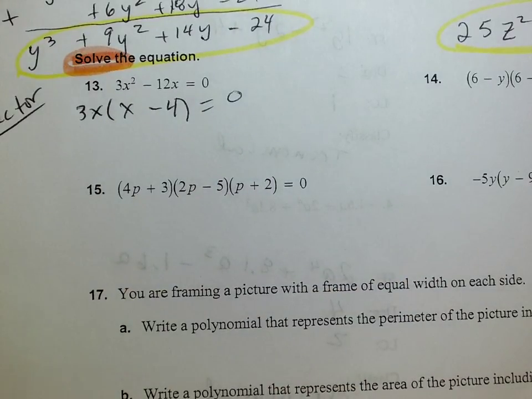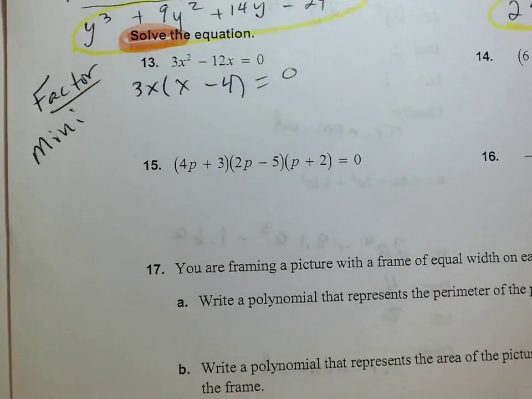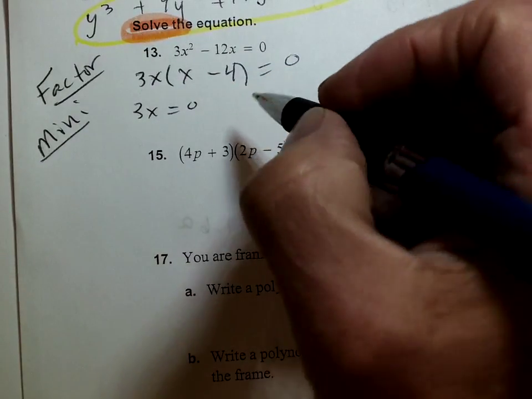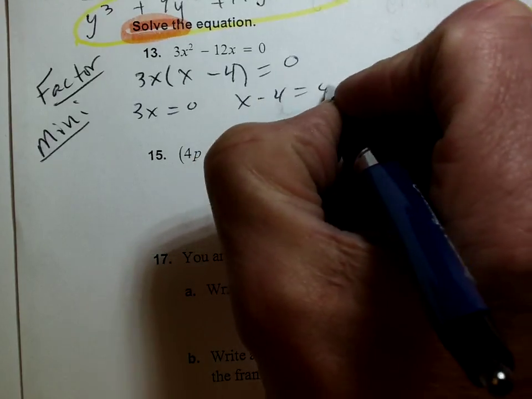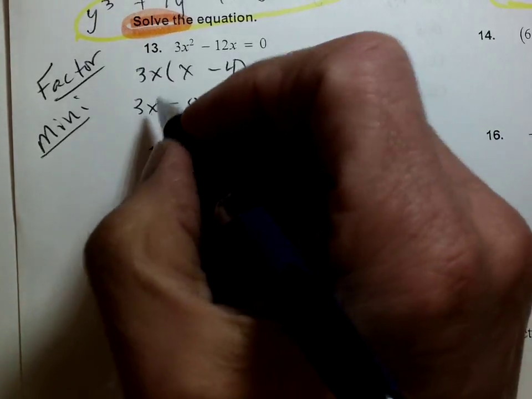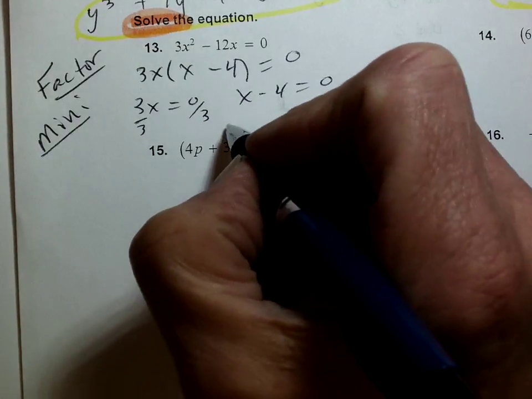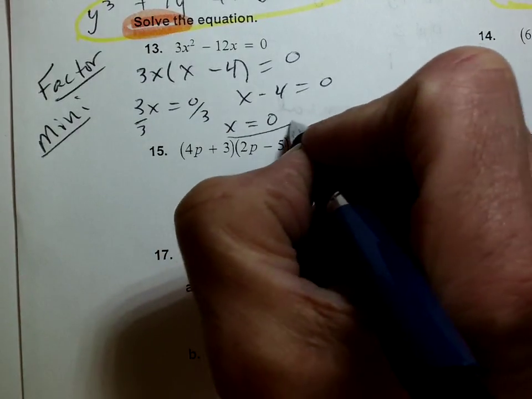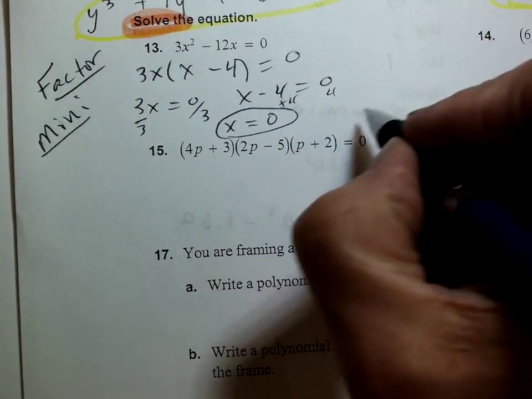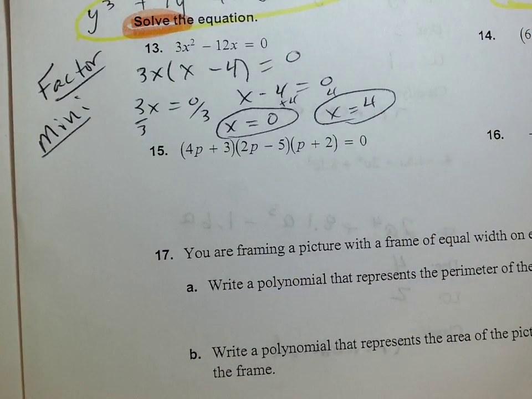So, remember, we got many equations, so we factor. I'm going to go to my mini equations. I got 3x equals 0. And I got x minus 4 equals 0, right? Now I solve. Divide by 3, 0 divided by 3 is just 0. So one answer is 0. Plus 4, the other answer is 4. I got two answers, 0 and 4.